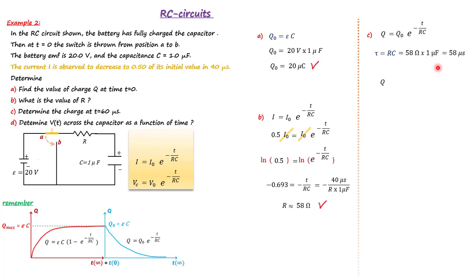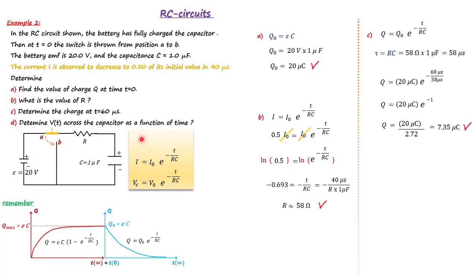Now we can get Q. It's very simple. So Q0 is 20 microcoulomb. Then we have the exponential term, e to the minus t over RC. So the time is 60 microseconds and RC is 58 microseconds. So it's about 1, roughly. So we have 20 e to the minus 1. So from here, this is the value of e, 2.72. Then we get charge as 7.35 microcoulomb for this specific time of 60 microseconds.